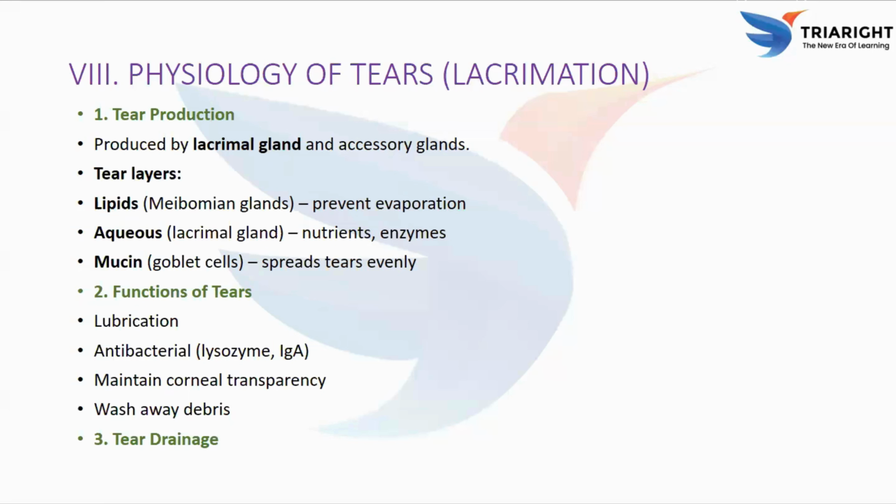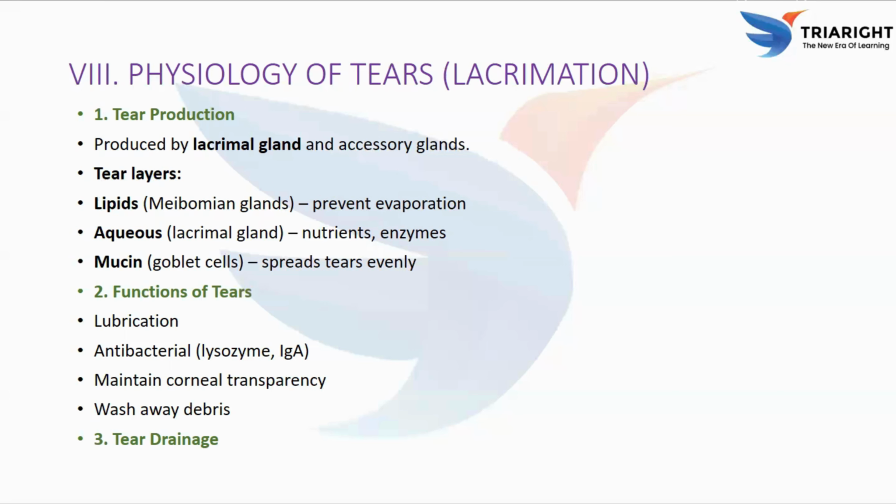So what are the tear film layers, which is a three-layer structure? A lipid layer, aqueous layer and mucin layer. The lipid layer is produced by the meibomian glands. What is the function? It prevents the evaporation of the aqueous layer. It helps to provide a smooth optical surface. Whereas the aqueous layer is produced by the lacrimal gland. So what are the contents of the lacrimal gland?